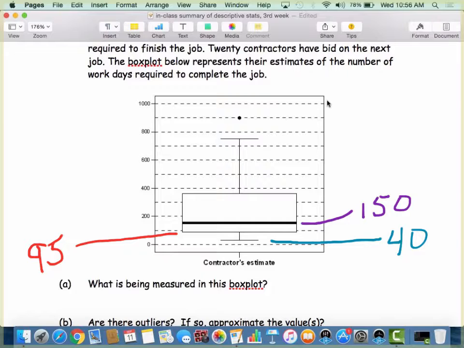So far, let's keep it going. Q3. 375, 380, I like it. Not quite 400. Okay, highest value. Be careful what you say. Okay, highest value is right here.